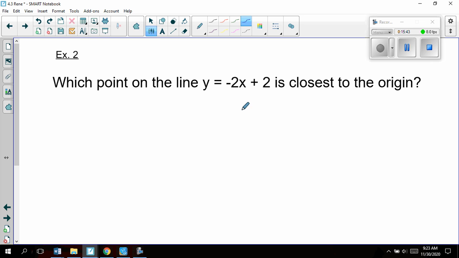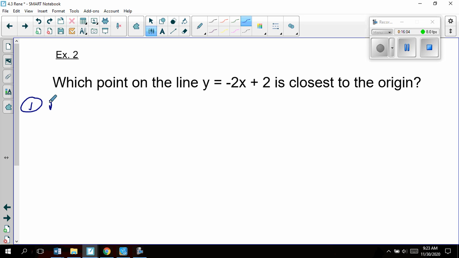What point on the line y equals negative 2x plus 2 is closest to the origin? All right, so now we have an actual word problem because the last one was just straightforward, like find the max and min value. This is now an application. So let's talk through what our steps are, and we've modeled this, but we want to be as explicit as possible here.